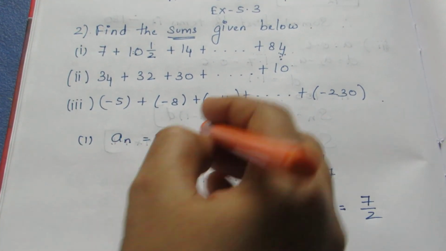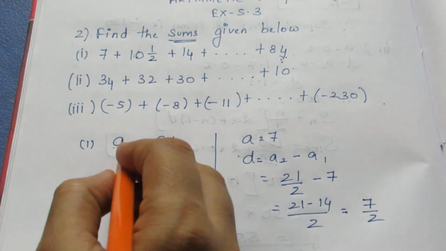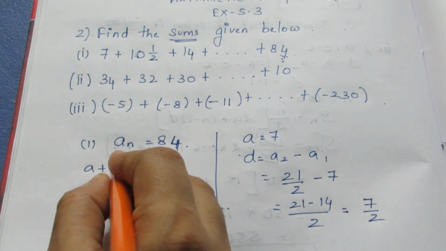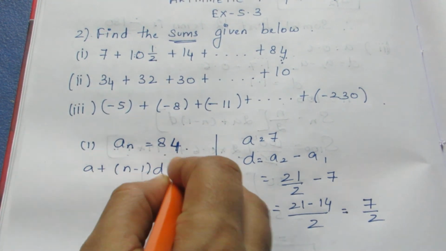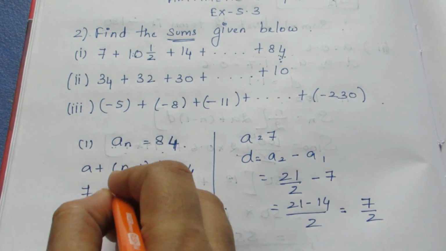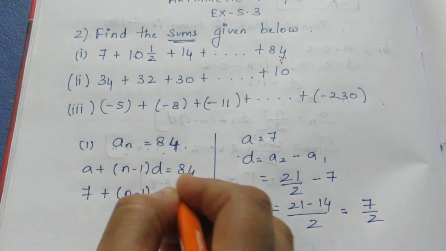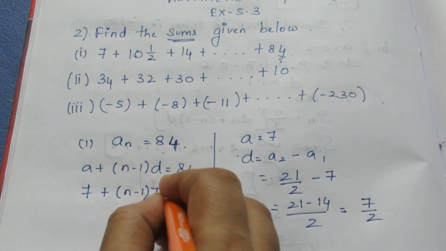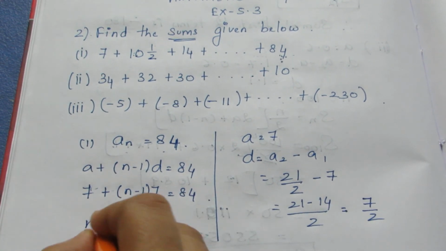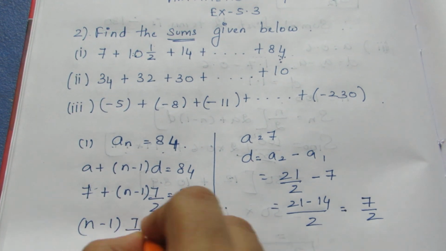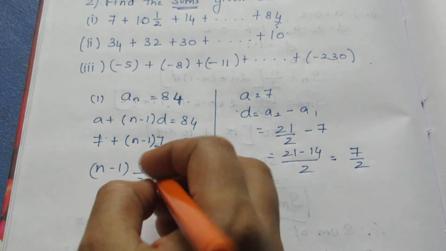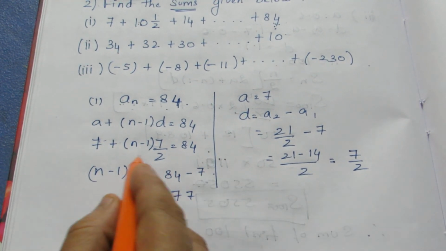We need to find n. Substituting the values of a and d in an, we can find n. We know the formula an equal to a plus (n minus 1) into d equal to 84. In that we know a is equal to 7 plus (n minus 1), we don't know. d is 7 by 2, equal to 84. Always bring the positive or negative number to this side. So (n minus 1) into 7 by 2 is equal to 84 minus 7. So this becomes 77.